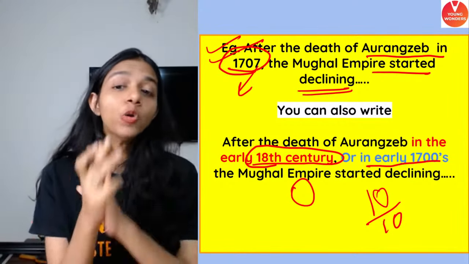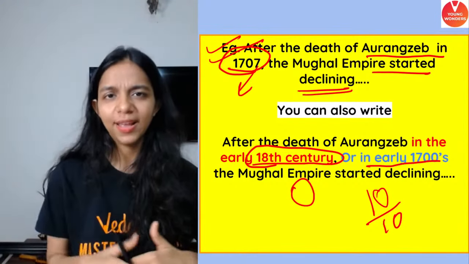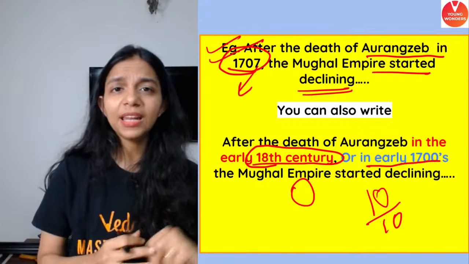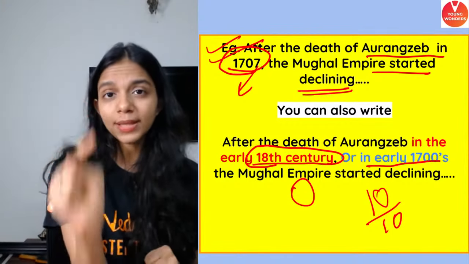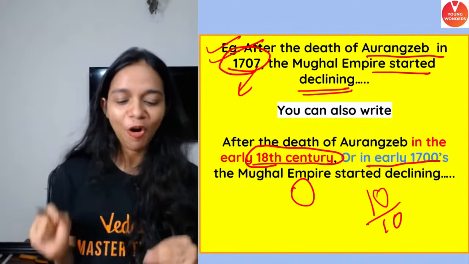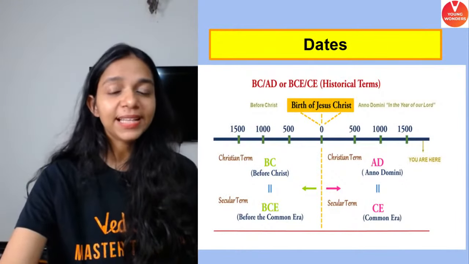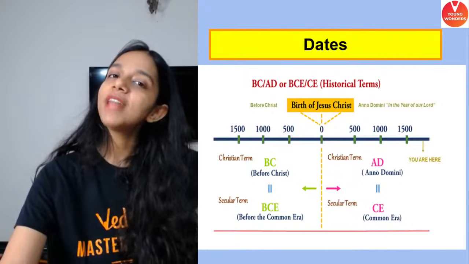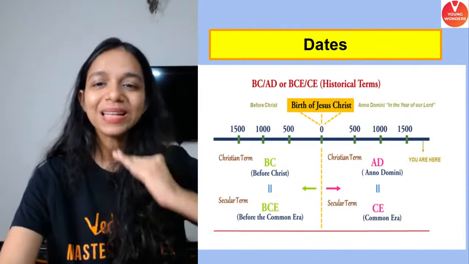ठीक है? Now to write this, you have to understand कि मैम ये century क्या होता है ना? या फिर early 1700s, late 1700s, how can we write that? This concept, I am going to clear this concept for you today. ठीक है? तो how to write and read century and what are dates? This you have done in your previous classes, but class के बाद ना भूल जाते हैं. So we are going to quickly revise.